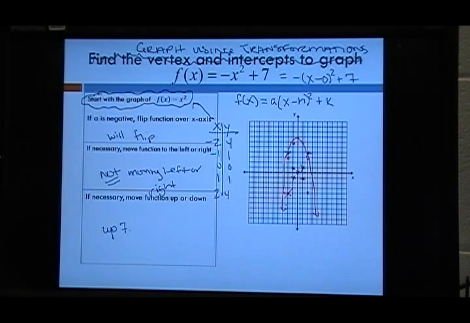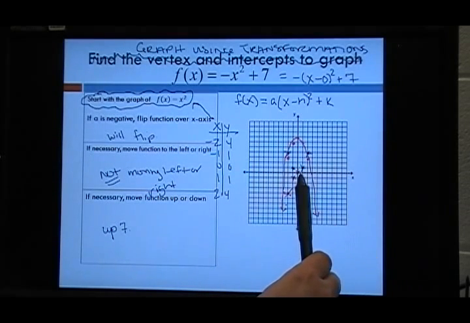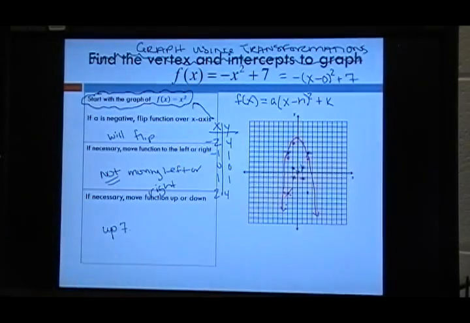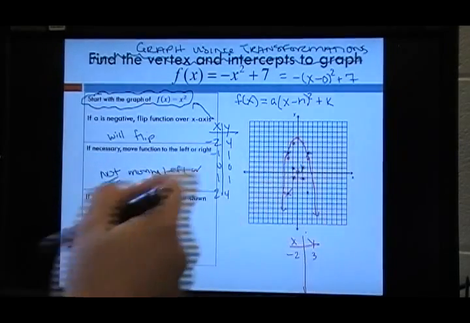And if ever you are unsure if you really did your transformations correct, check your points. Okay, and I have a point at -2, 3. Right, the points that I now have, I've got a point at -2, 3. I have a point at -1, 6.